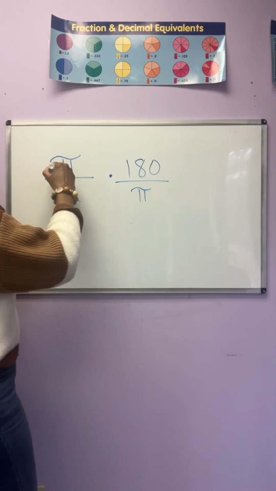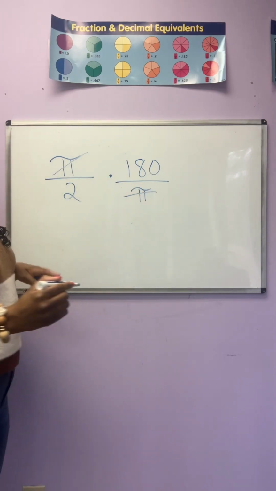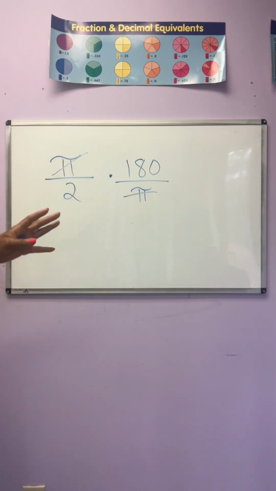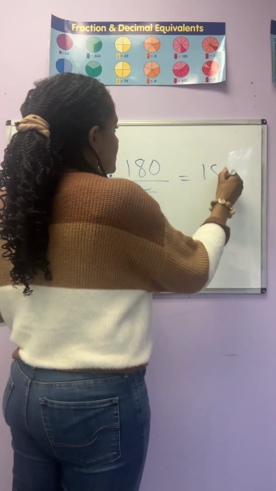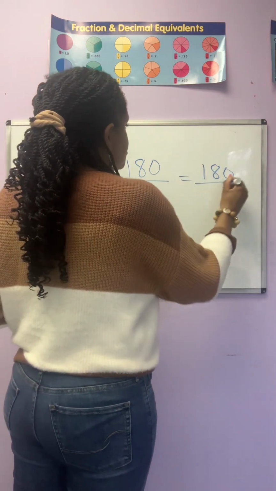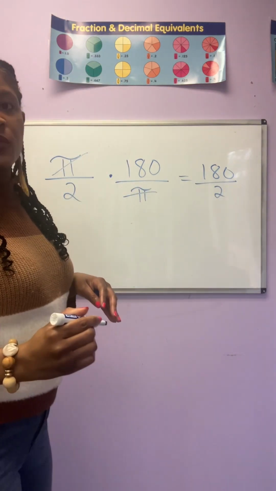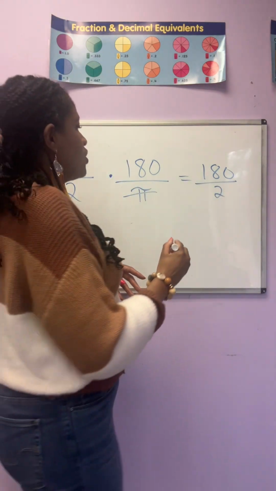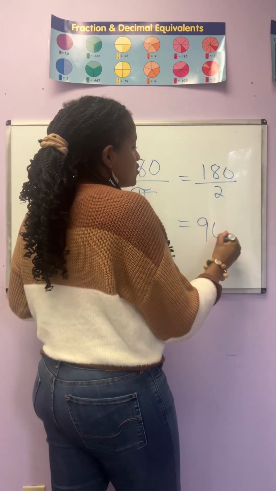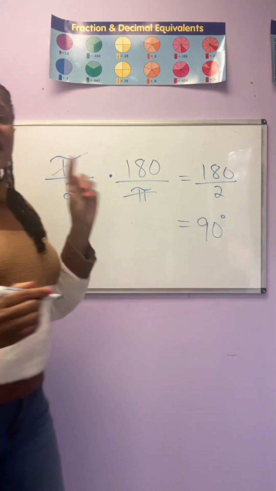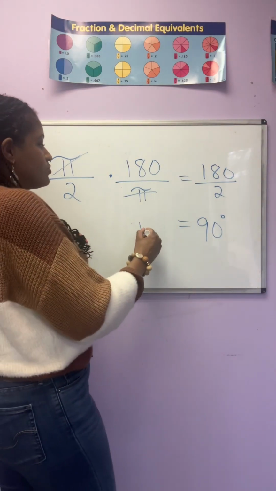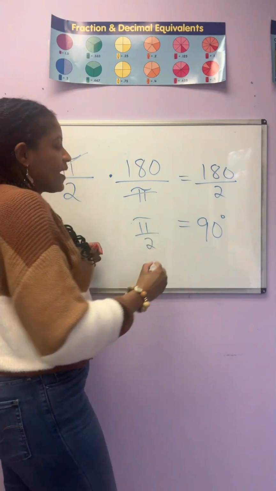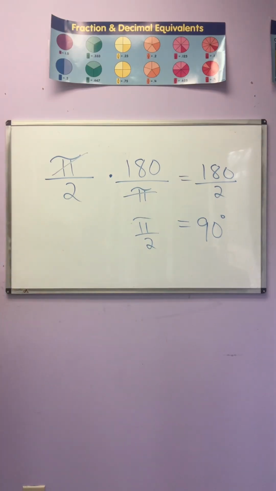Now our pi's are going to cancel out, just the basic algebra skill of cross canceling. So now you have 1 times 180, which is 180, and 1 times 2, which is 2. So here we have 180 over 2, which is 90 degrees. So yes, that 90-degree mark on the unit circle is equal to pi over 2. Okay, and then let's say we have 2 pi over 3.